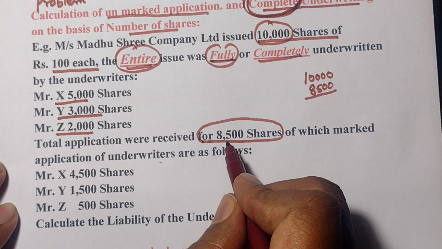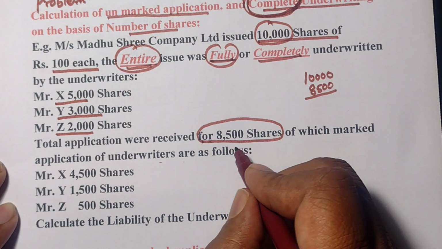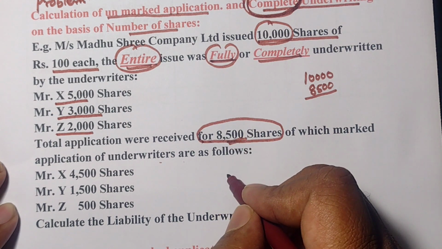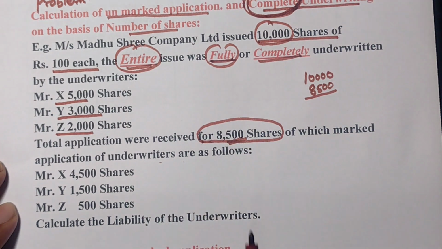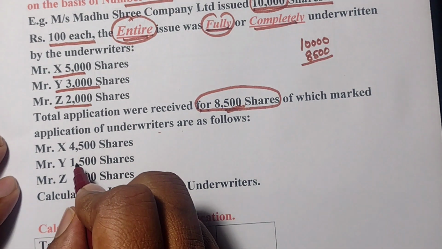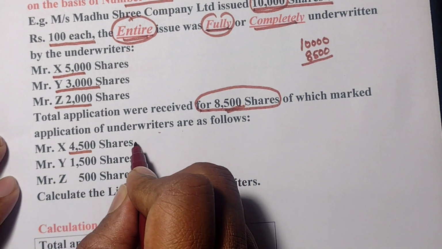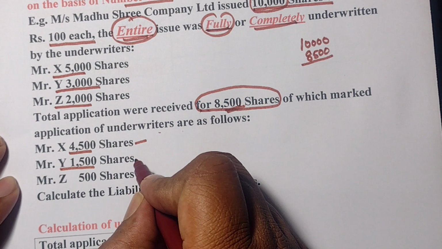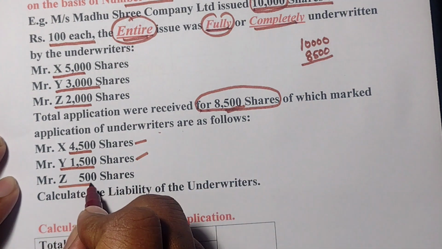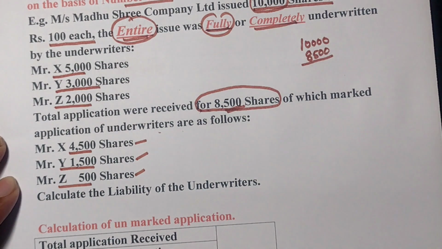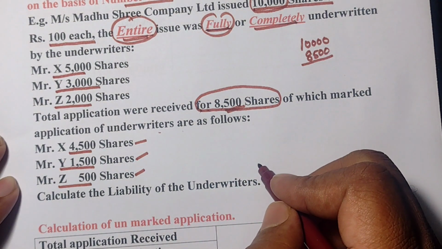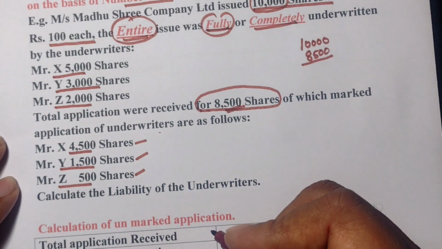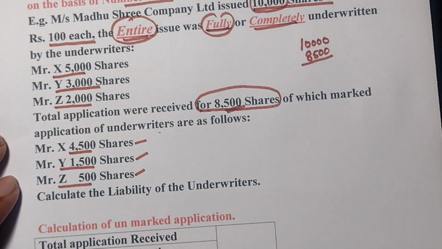So the applications received, both marked and unmarked joined together, are 8,500, of which only the marked applications are given. The marked application of Mr. X is 4,500 shares, Mr. Y is 1,500 shares, and Mr. Z is 500 shares. Calculate the liability of the underwriters. Liability means how many shares they still need to sell, and how many shares each person should sell. That we are going to see.